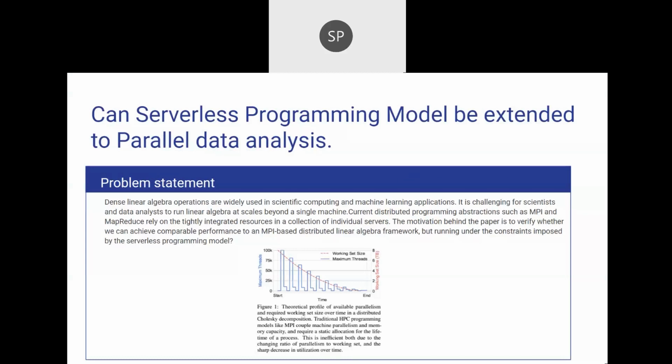We know that for computation intensive algorithms, which also require data transfer between executions, it is difficult to run them on serverless platforms due to latency and overall inefficient throughput. The figure below shows the available parallelism, that is the number of cores, and required working set size over time in a distributed Cholesky decomposition. As we can see, Cholesky decomposition requires high resource availability during the early phase of execution, and the availability keeps drastically decreasing over the course of the execution.